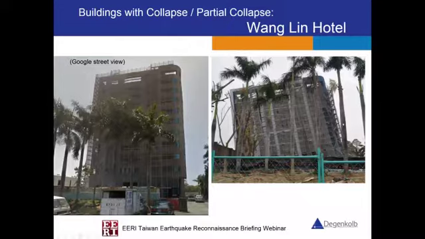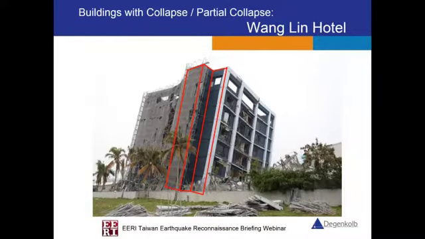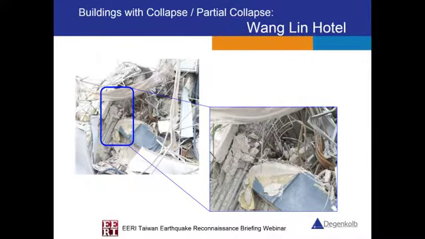So 4 stories collapsed, from the fifth floor and above, as you can see in the right-hand side pictures. If we go to the back side of the building, the red box here shows the staircase. Look at the details of their structural detailing. It's clearly a non-ductile detail, as we typically see in the field.